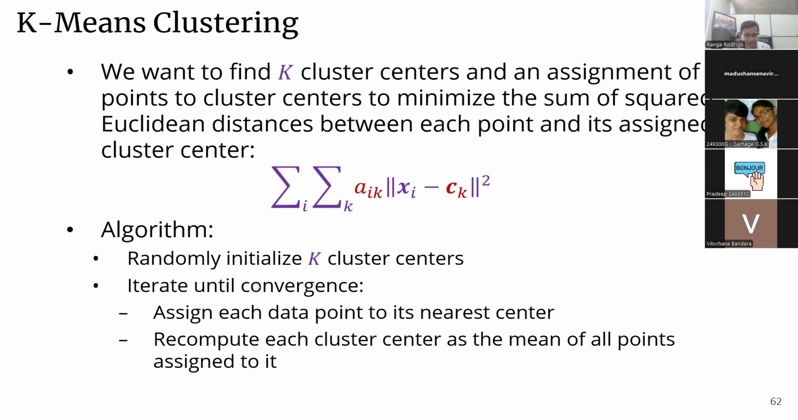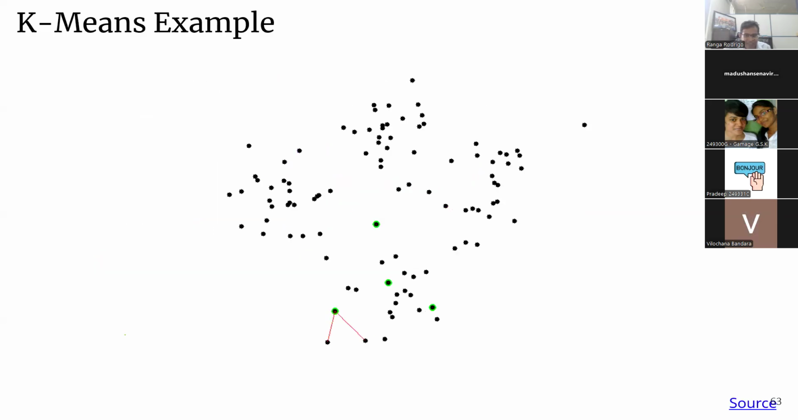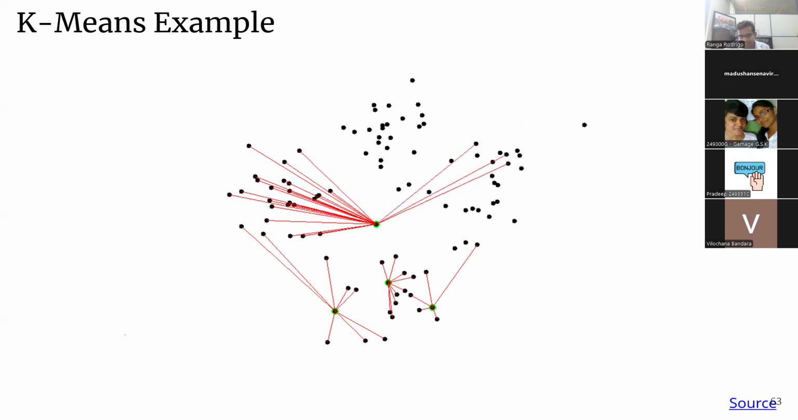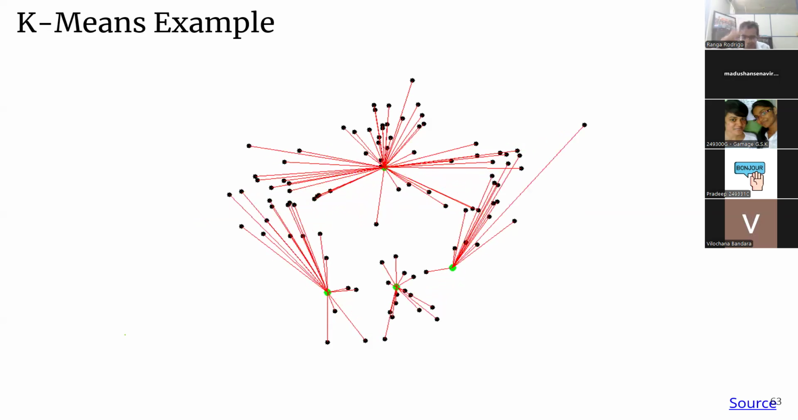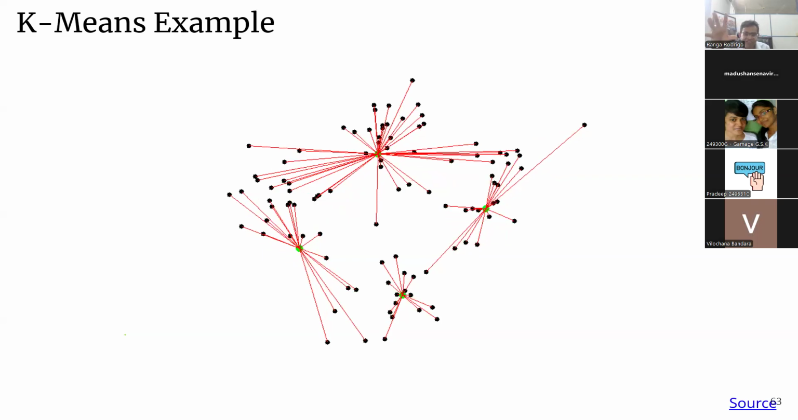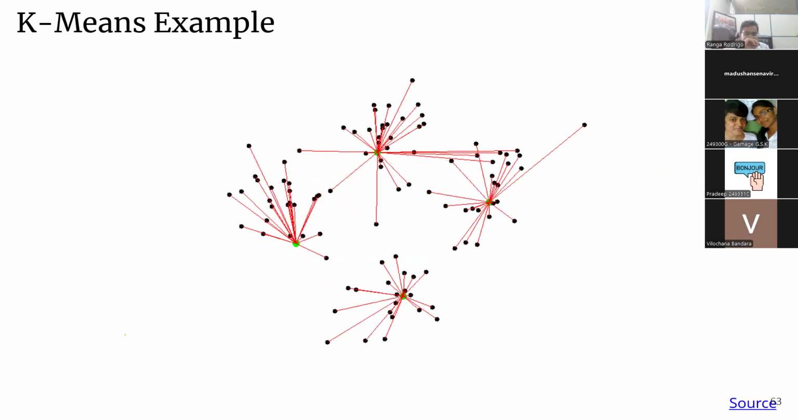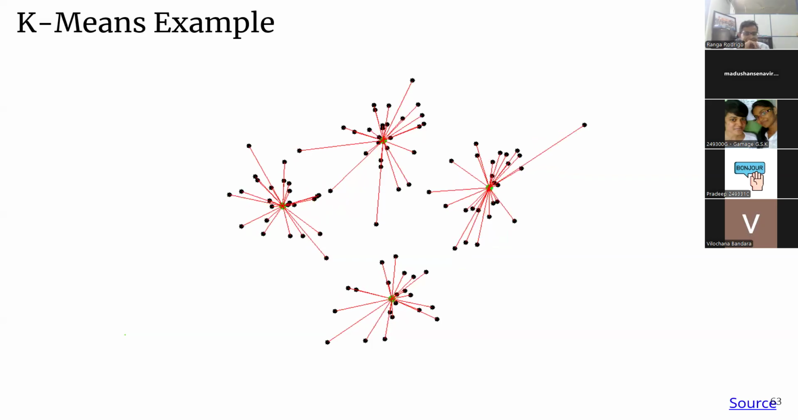So the algorithm: randomly initialize k cluster centers. Iterate until convergence. Assign each data point to its nearest center. We compute each center as the mean of all points. So here's an animation. Now you can see the cluster centers have been identified, and you find the distance. This is k-means clustering. Some clusters get a lot of points assigned. Now, once you find those, you find the mean again, the average of those points. Then you again find the distance. Then you find the mean again. So you can see the k-means clustering happening.